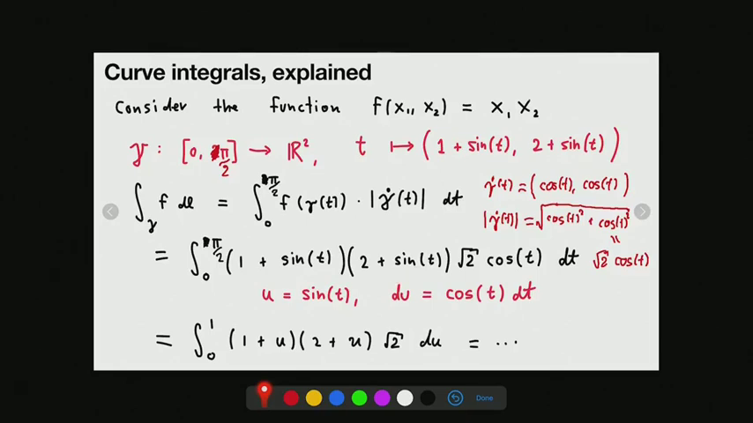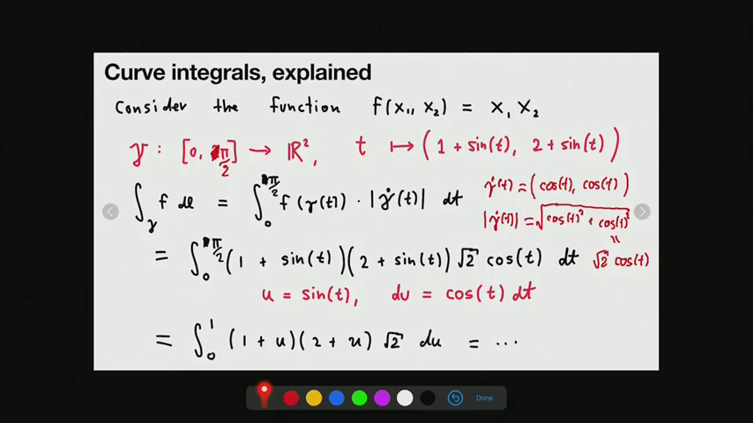And then it's the very last line. Again, I get the integral from 0 to 1 of 1 plus u times 2 plus u times the square root of 2. So some integration techniques that you should be familiar with. And we just computed the value of that integral before.